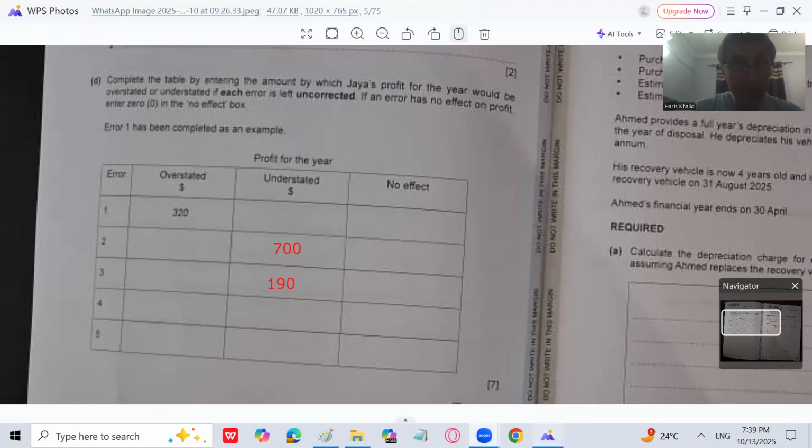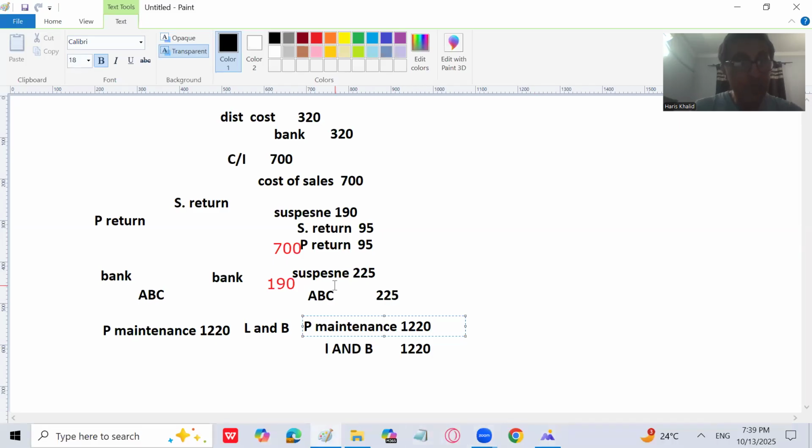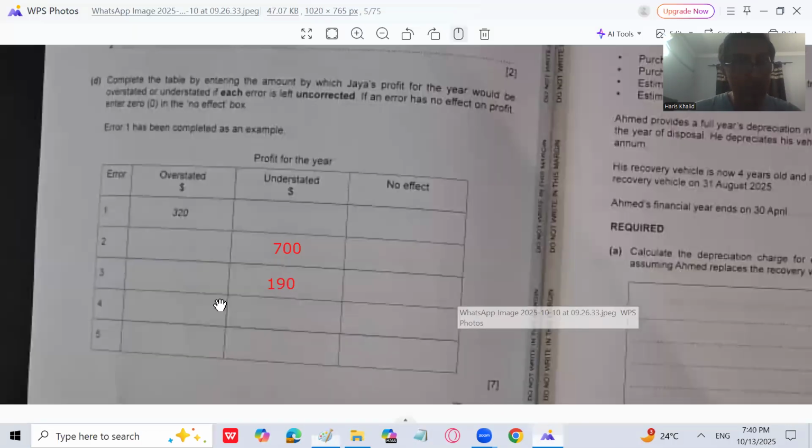Okay, next, let's see. Suspense to ABC. There is no income statement account. There is no expense or income account in the fourth entry. So we'll move forward. Property maintenance is debited. That's an income statement account. Expense is debited. Now what will you do? Profit will decrease, but here you will go in reverse. You will increase, meaning overstated. Profit will be increased because of the error. So it is going to be overstated by 1220. That's it.